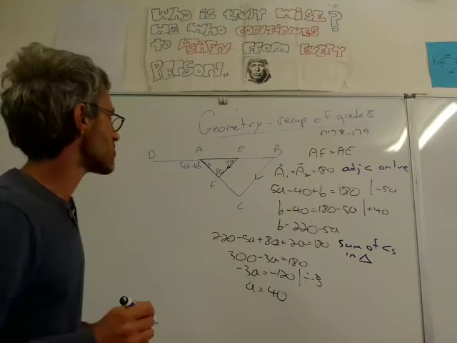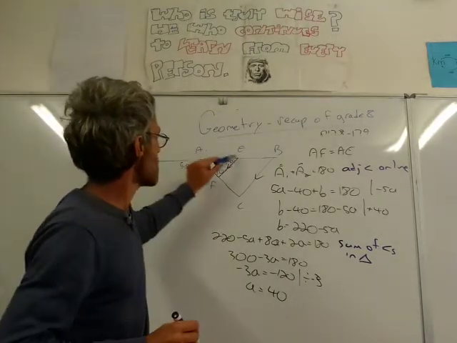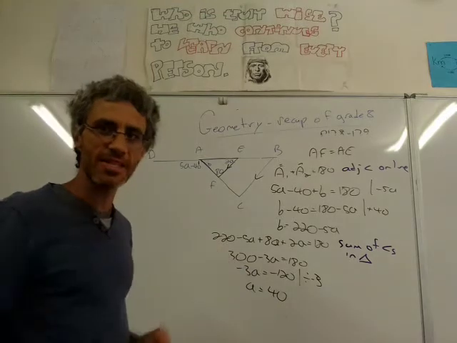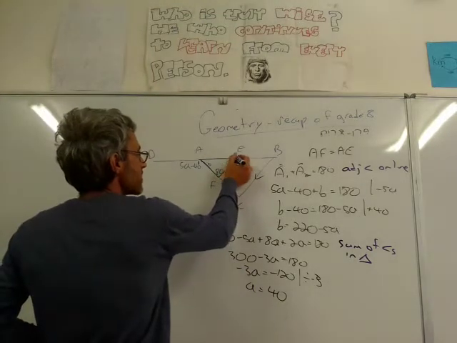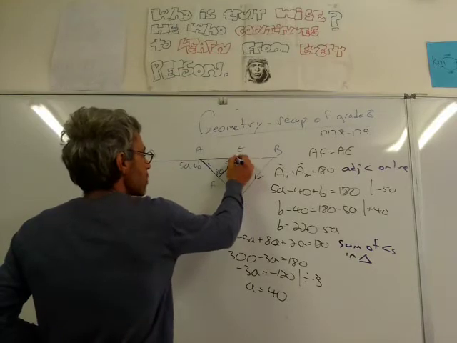How does that help me, though, to prove that AE is equal to AF? This is the second thing we're learning here. I know here that this angle is 2A. We'll call it E1.